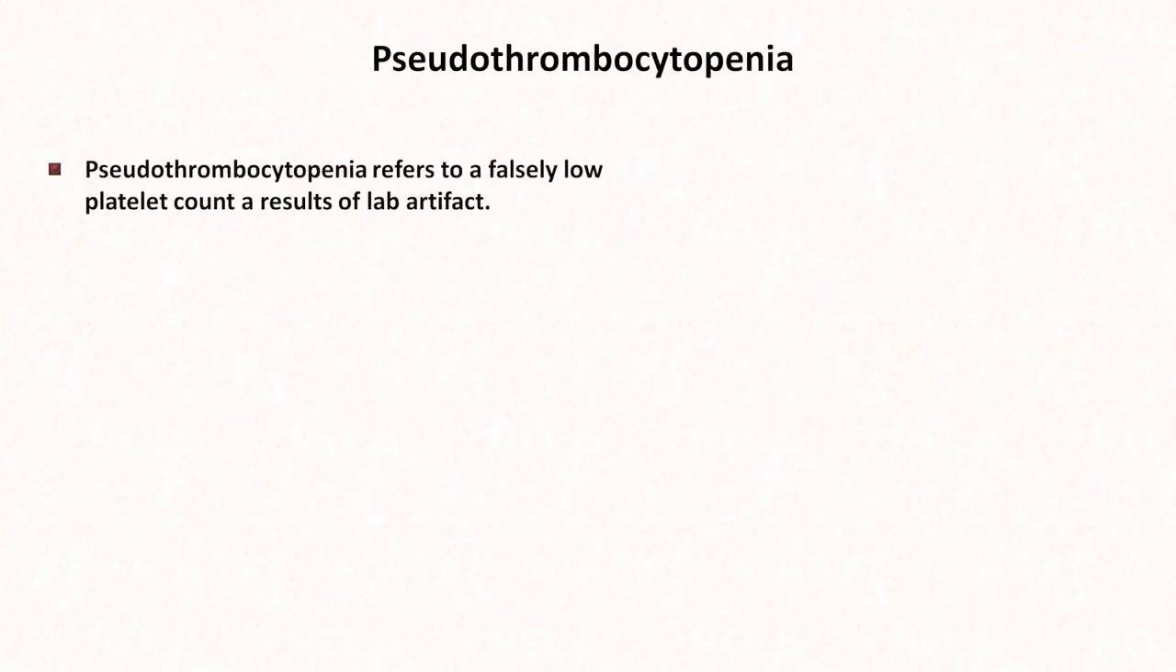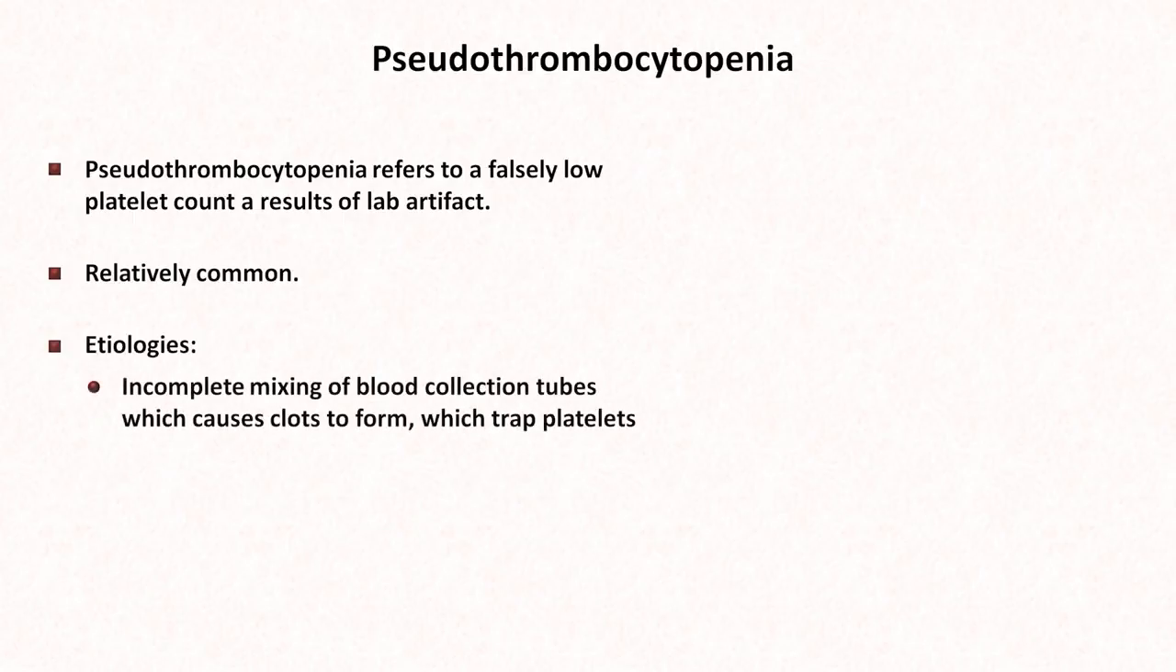One additional quantitative platelet disorder that should be discussed is pseudothrombocytopenia. This refers to a falsely low platelet count as a result of lab artifact. It's relatively common. There are two main etiologies. The more common of the two is incomplete mixing of blood collection tubes, which causes small clots to form, which then trap platelets and confuse the autoanalyzer. A less common etiology is EDTA-dependent agglutinins. In this case, in order to get an accurate platelet count, a different anticoagulant must be used.